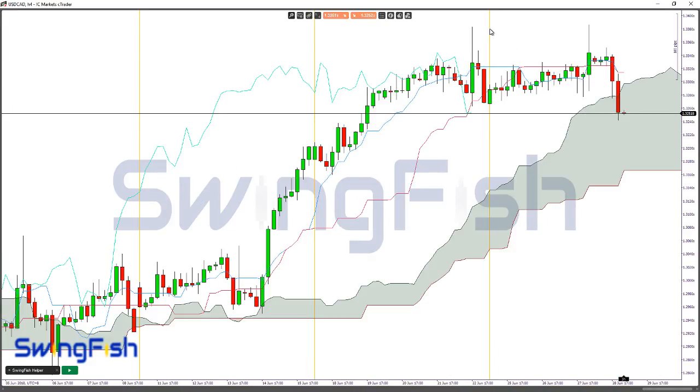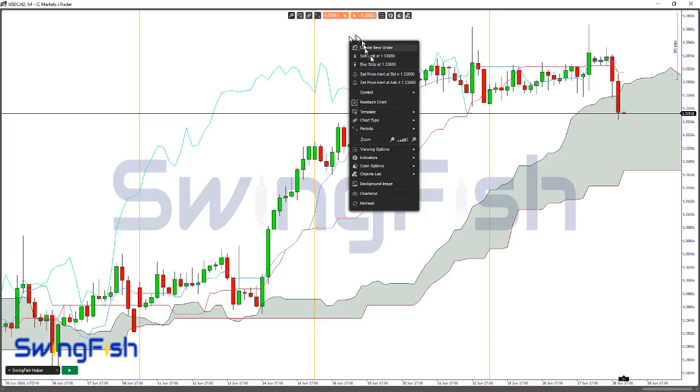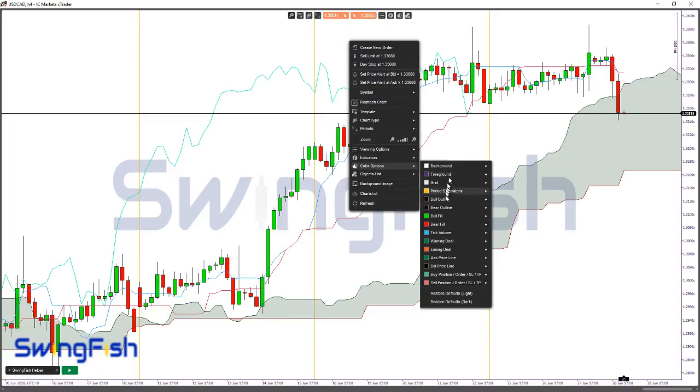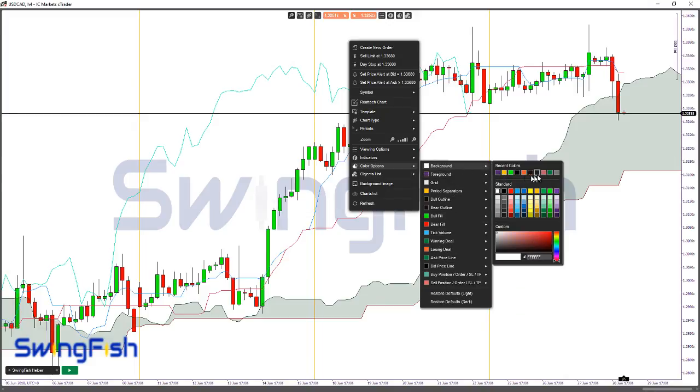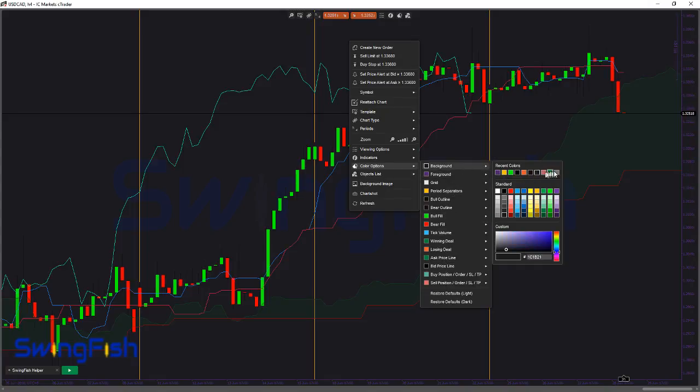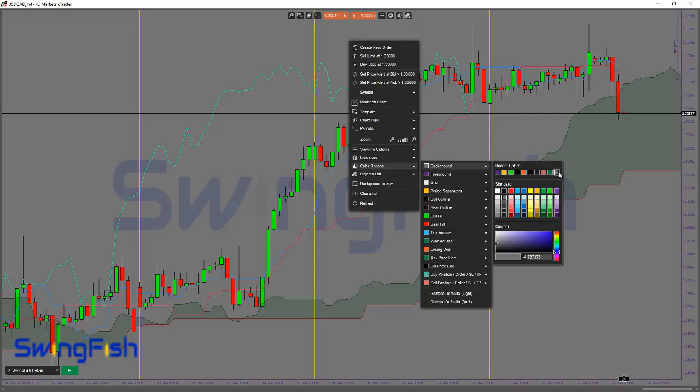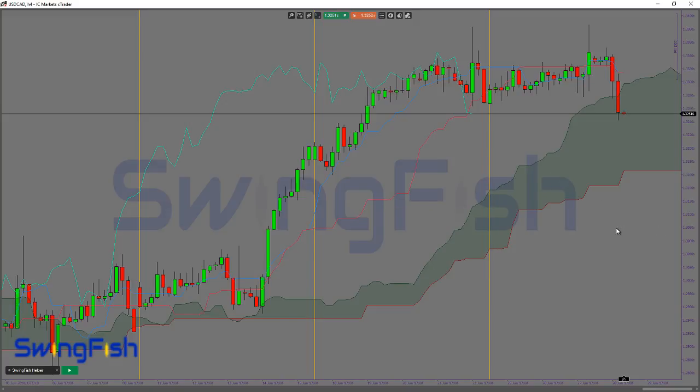Then the problem is, like Fish said, where do you set your target? Because you may find quite an okay entry, but how to set the target will be totally different. I don't set my target on the Ichimoku system. I set it on support resistance, supply demand, or other things like trend lines, something like that.